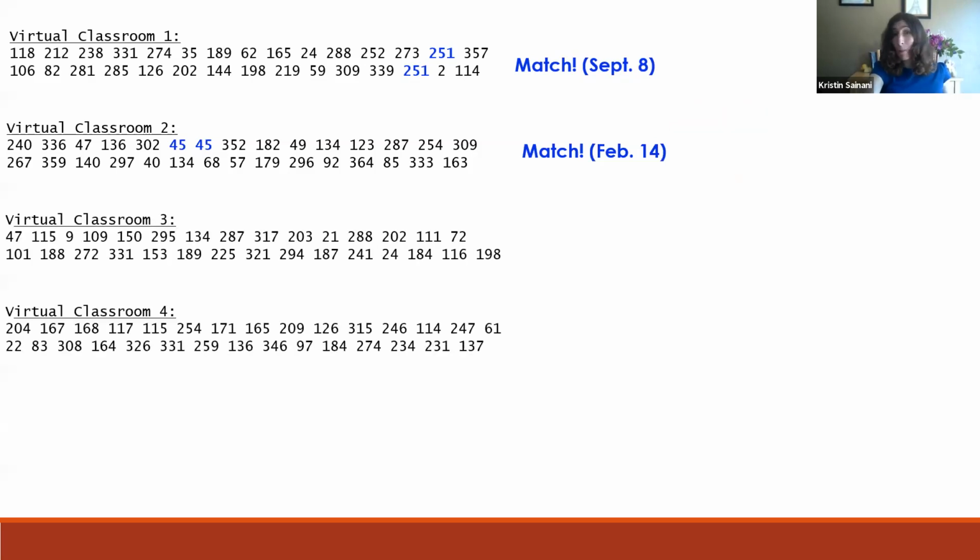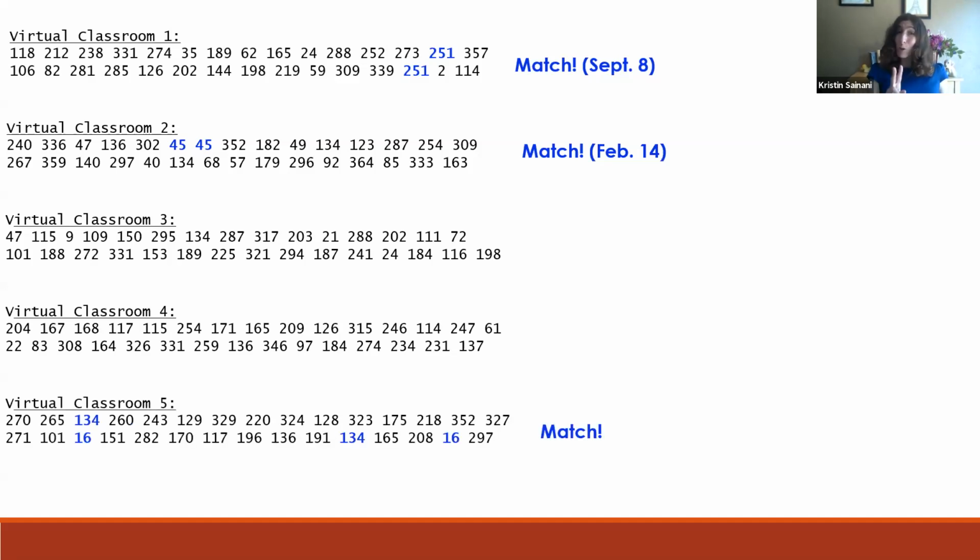Third and fourth classrooms, no match. The last classroom, I actually got 2 matches, 2 born on the 16th and 2 born on the 134th day of the year. Now, out of this little tiny set, it's a 60% hit rate. But of course, that's not a very reliable number.